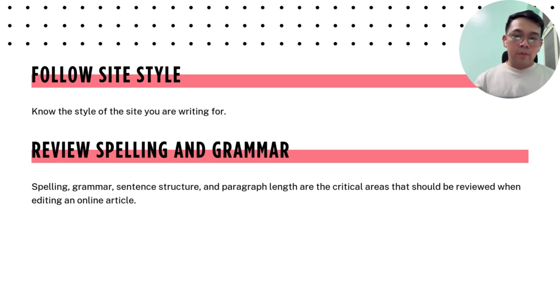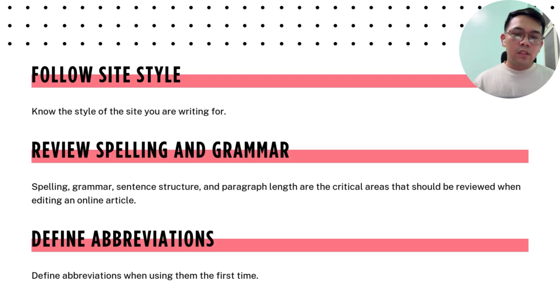So, you can revisit our report on Principle 13, but we basically talked about proper use of subject-verb agreement and tenses and other grammar rules. So those grammar rules are applicable in both printed and online articles. So next is to define your abbreviations, especially when using them for the first time in your article.